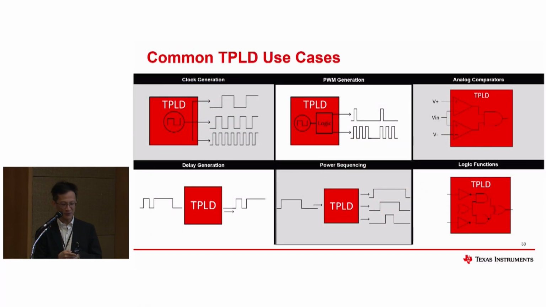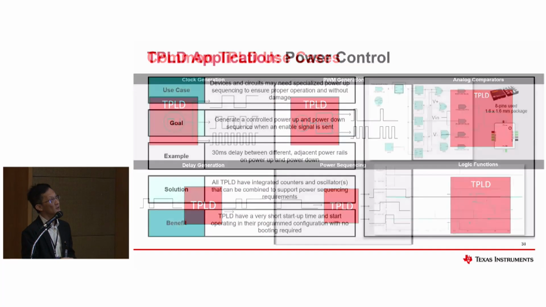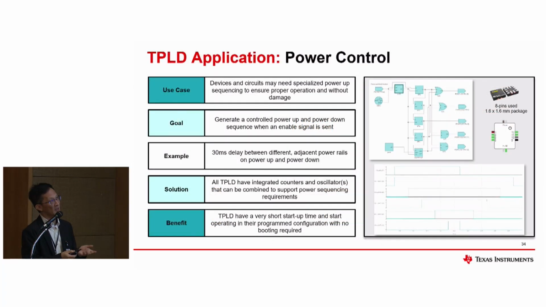So these are some of the typical use cases of a PLD. You can see that you can use it in terms of clock generation, PWM generation, as an analog comparator, delay generation, and power sequencing, as well as multiple logic functions, right? So the next few slides will show you some example use cases.